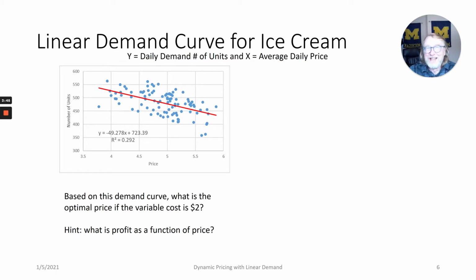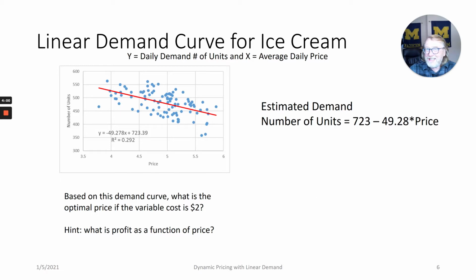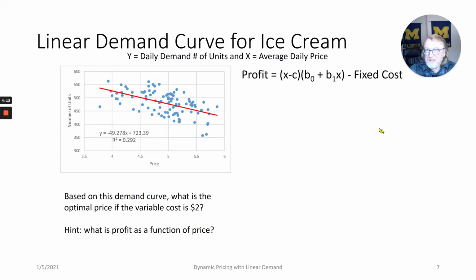Okay. Now, price is kind of a funny thing. We have an average price. There's actually probably some variation for the different types of item. Okay, so what we want to do is, based on this estimated demand function, what will the profit look like? Well, the estimated demand function is 723 minus 49.28 times price. And we can go ahead and get a profit function out.